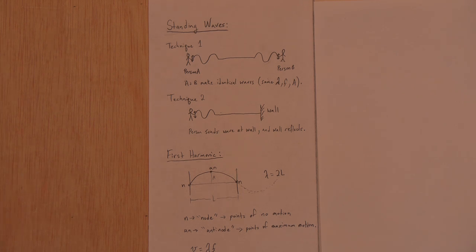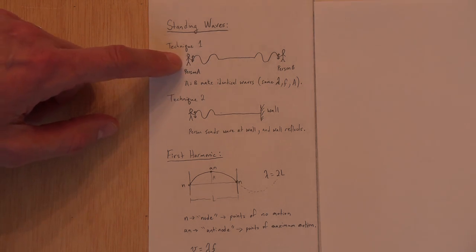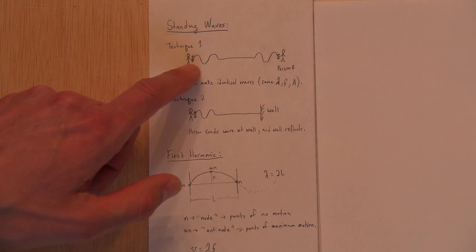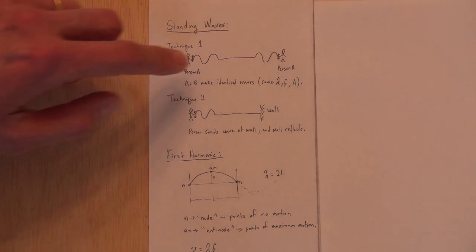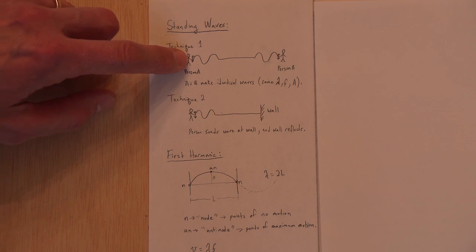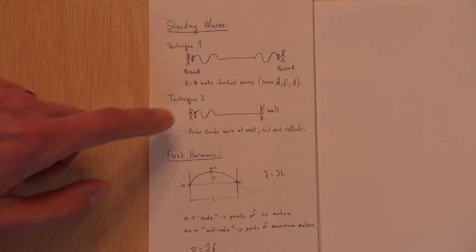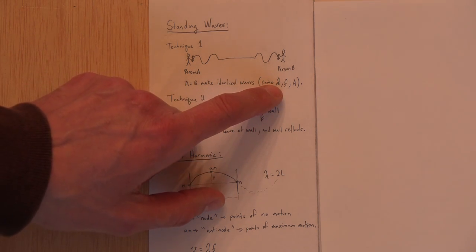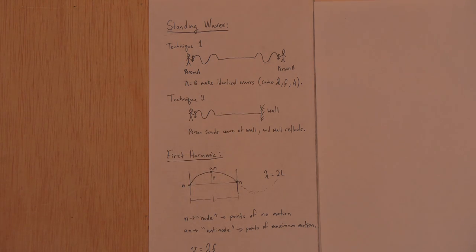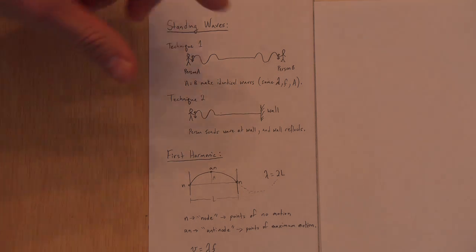Standing waves are created by two techniques. What's really happening is you're sending waves from opposite directions towards each other. So one technique is you have two people on either end of a spring and they're shaking the spring and sending waves toward each other. A and B make identical waves. That means the same wavelength, same frequency, and same amplitude. These waves come to each other.